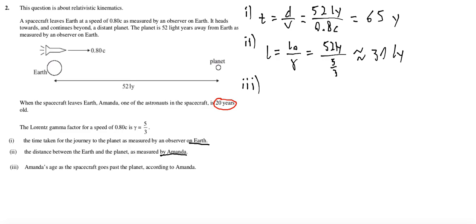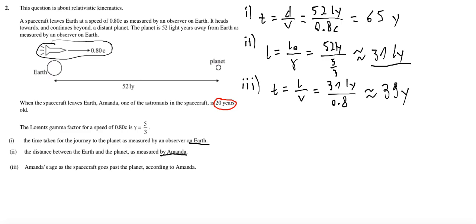We know that Amanda travels 31 light years with speed of 0.8 c. So for her, time is this L divided by velocity, so 31 light years divided by 0.8, which gives around 39 years. So 39 years is the time needed to travel by Amanda from Earth to the planet.